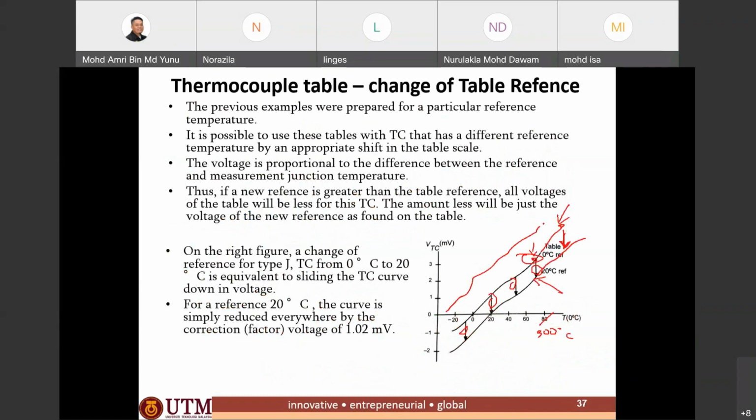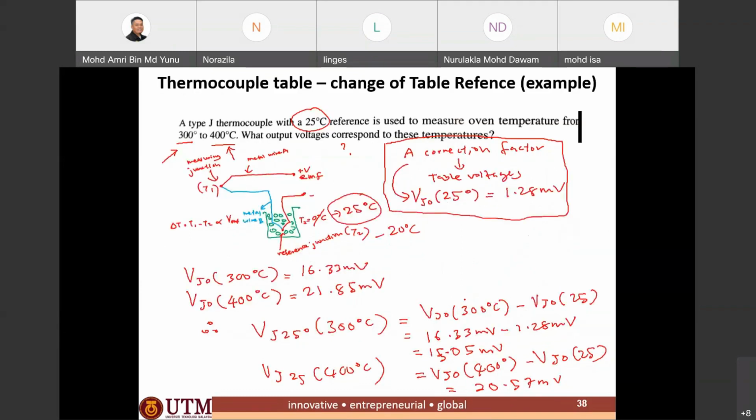So the curve will increase. But how does it happen or increase? Doctor, can you guide us how to get the 16.33 millivolt from the table? Yes, 16.33 millivolt, from the table, how to get it?